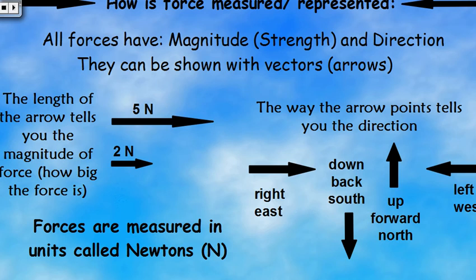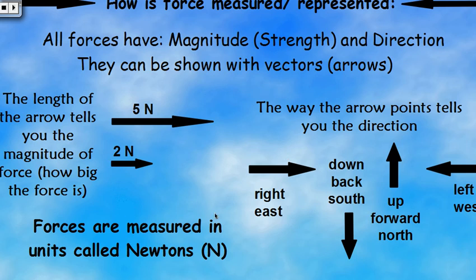So as I said before, all forces have a magnitude or strength or size and a direction. The way that we represent forces are things called vectors, which is just a fancy word for arrows. The length of the arrow is going to tell you the magnitude of the force, or how big it is. The bigger the arrow, the bigger the force. The way the arrow points tells you the direction. It could be right, east, up, down, forward, north, left. Any of these things tell you a direction. When you draw a force, you're going to want to make sure that you include the number of the force, as well as an arrow showing you which way the force is acting.